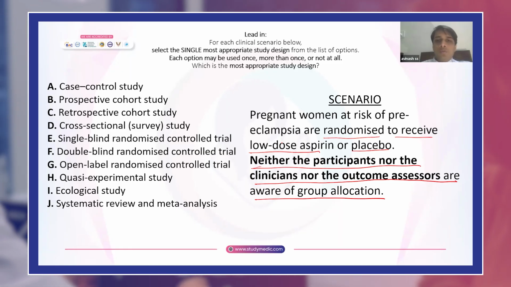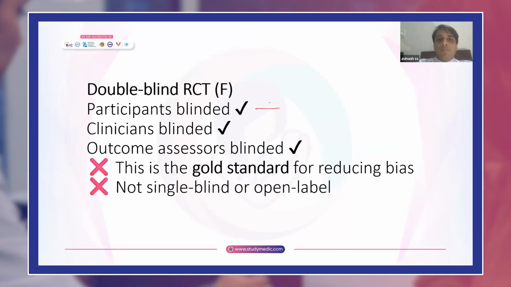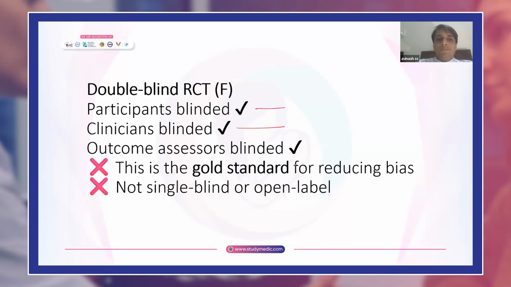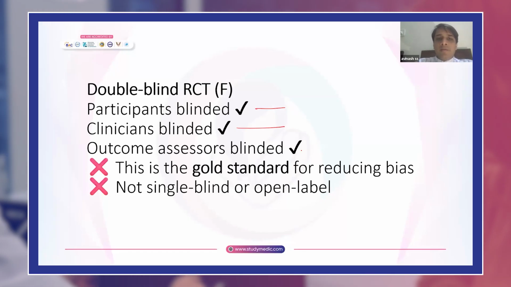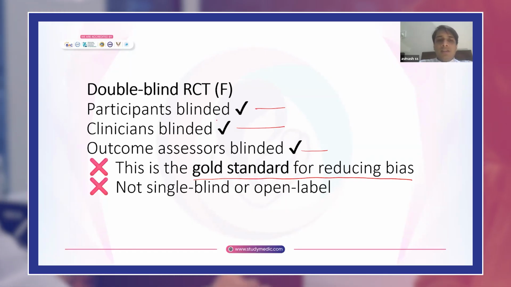Now that means multiple people are blinded here. It is called double blinded. Participants are blinded regarding the treatment allocation, clinicians are also blinded, and outcome assessors are also blinded. This is the gold standard for reducing investigator bias. So it cannot be single blind or open label.